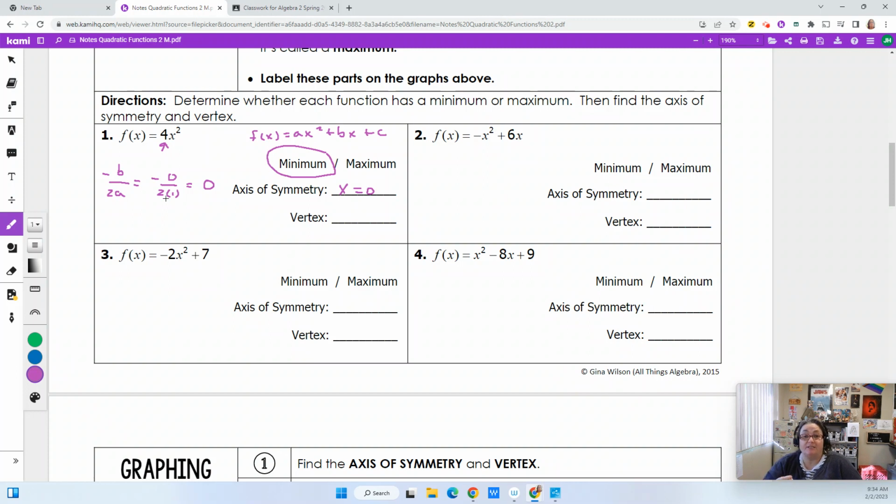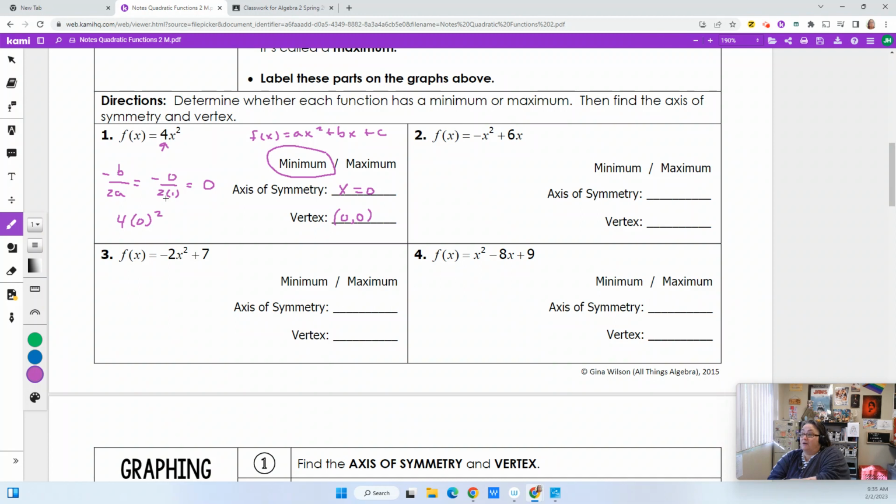And the vertex is really easy to find because once you have the x value, you already know that the x part of the vertex is 0. And you find the y part by plugging 0 in for x. So here I would have 4 times 0 squared. And in this case, well, 0 squared is 0, and then 0 times 4 is also 0. So our vertex is at the origin, right, where x and y come together.